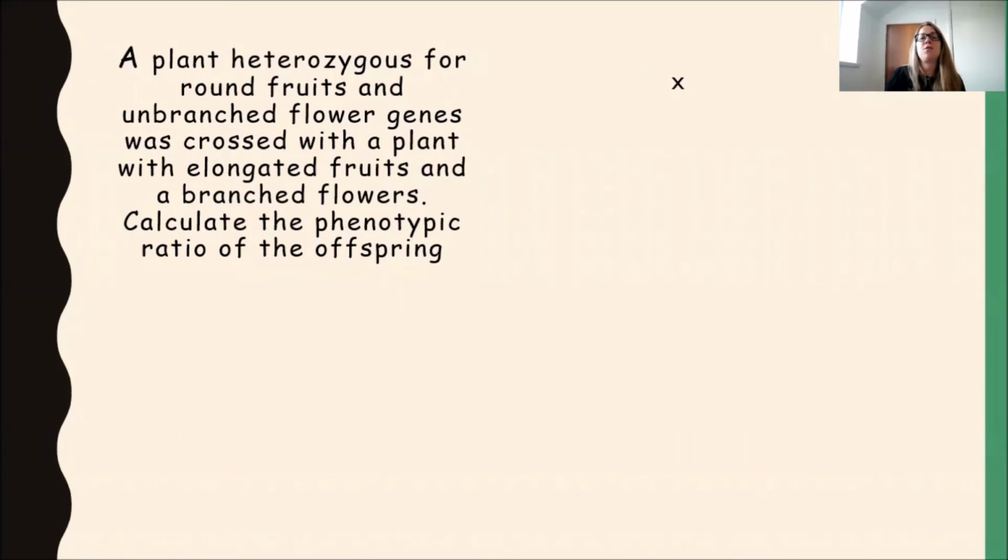A plant heterozygous for round fruits and unbranched flower genes was crossed with a plant with elongated fruits and branched flowers. Calculate the phenotypic ratio of the offspring. Now, elongated just means that they're slightly longer as opposed to round, okay? So let's have a look at how we do this.